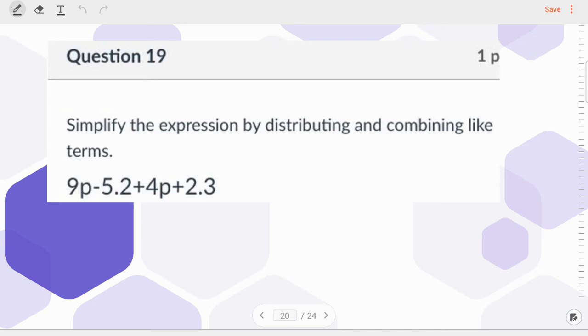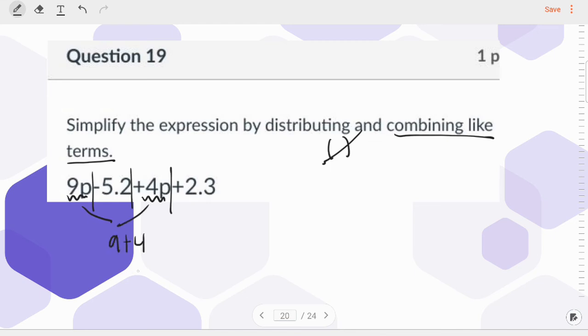Simplify the following terms by distributing and combining like terms. Well, I see no parentheses. I usually do parentheses first, but there are none, so I'm going to jump straight to combining like terms. I'm going to snip these apart, separating them by the plus or minus. So 9p, split, minus 5.2, split, plus 2.3, split, plus 4p, split. Are there any like terms with p's? Well, not -5.2, that doesn't have a p. 4p does, so I'm going to combine those two. Any other p's? Nope. So just those two.